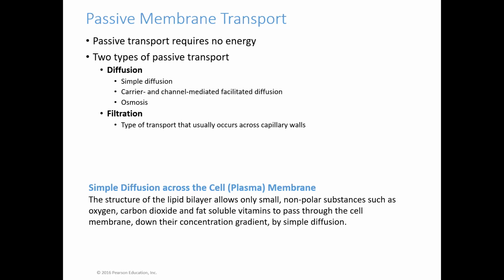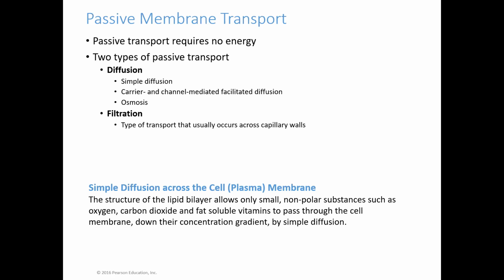And the cell loves passive methods. The cell doesn't want to spend any energy. Energy is the cell's money. It's the cell's currency. And so the cell doesn't want to spend any more than it has to, and it prefers free. It prefers free transport. And of course, the best free transport is going to be diffusion, followed by filtration.